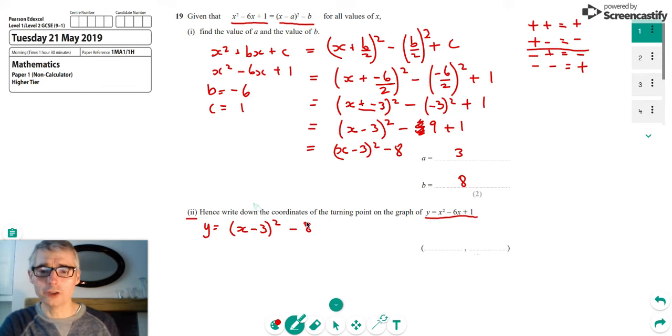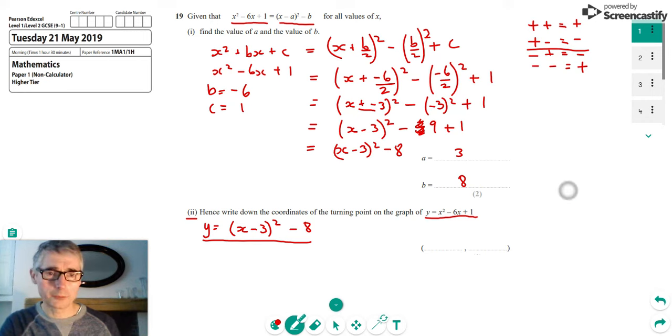And what we're looking for is the coordinates of the turning point of this graph. So the turning points of this graph are going to be the same as the turning points of this one. Now, what do we mean by coordinates of the turning point?